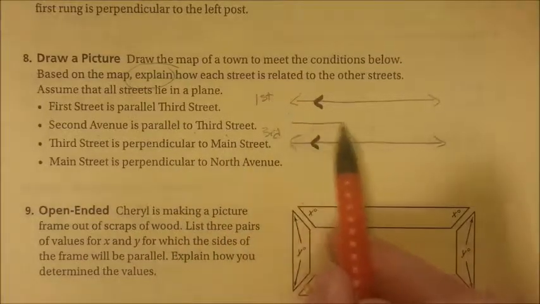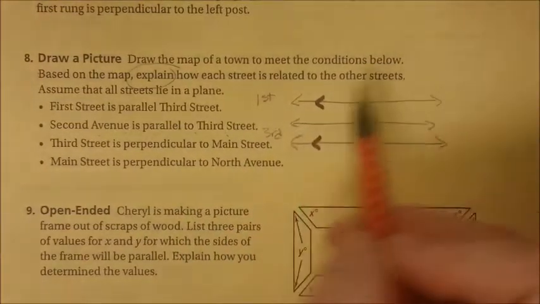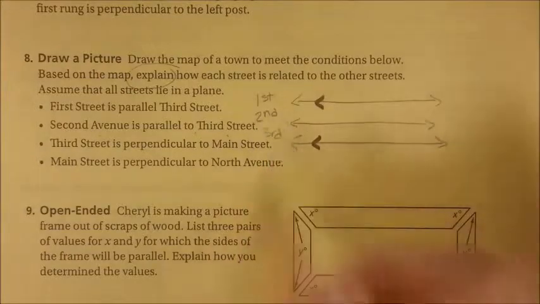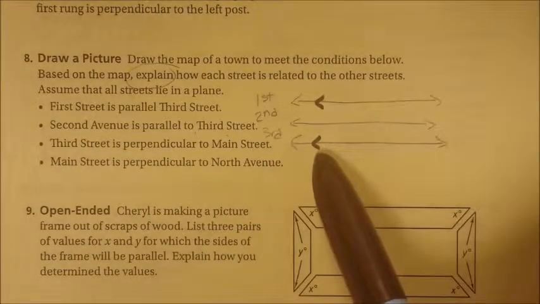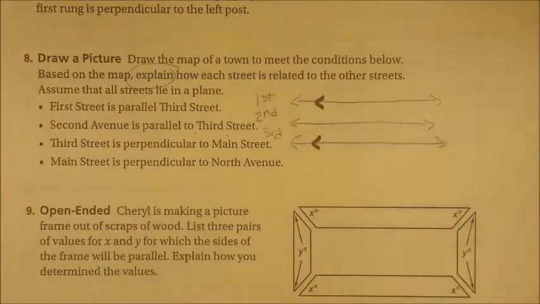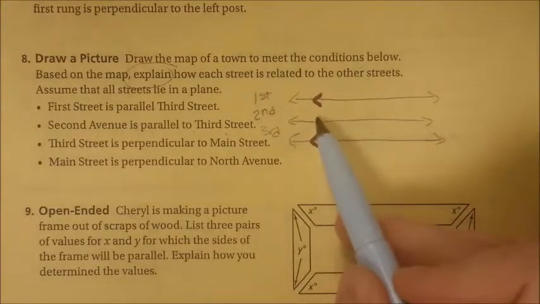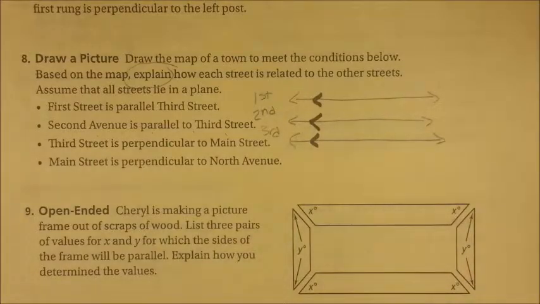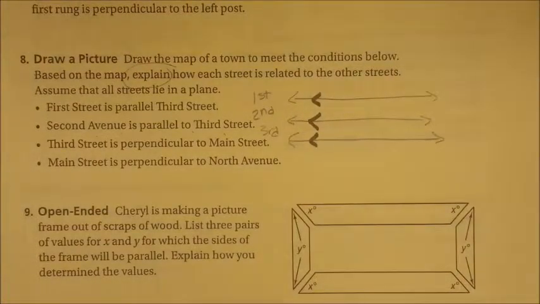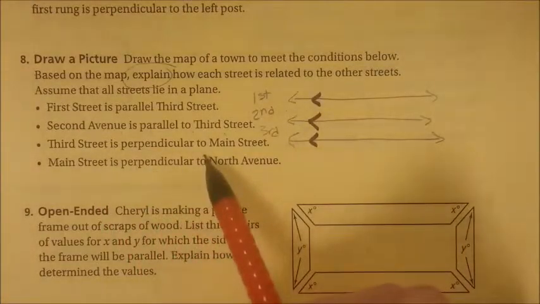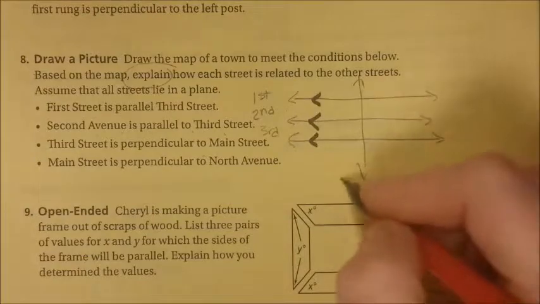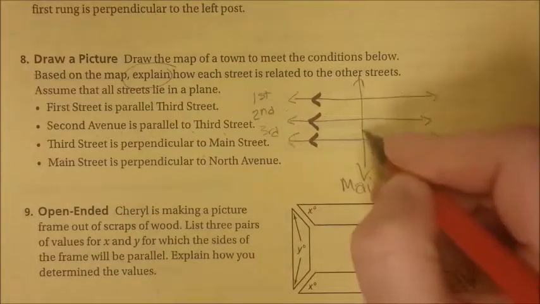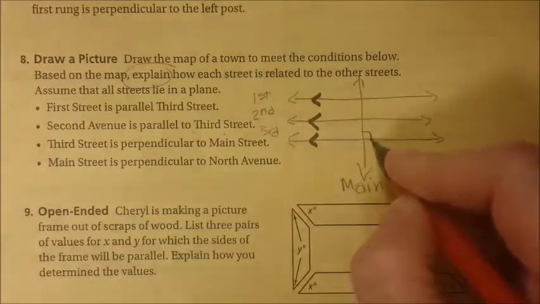I'm going to put second between first and third. Now, if first is parallel to third, and third is also parallel to second, doesn't that tell you first and second are also parallel by the transitive property? It means all three of them are parallel. Third Street is perpendicular to Main Street, so we have Main Street coming down through, and it's perpendicular to 3rd Street.